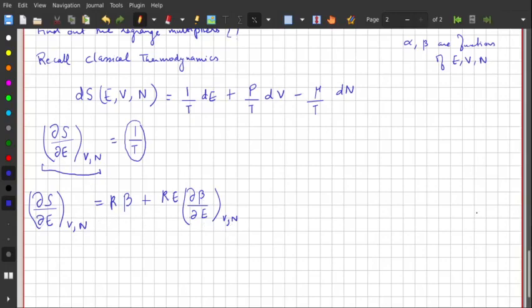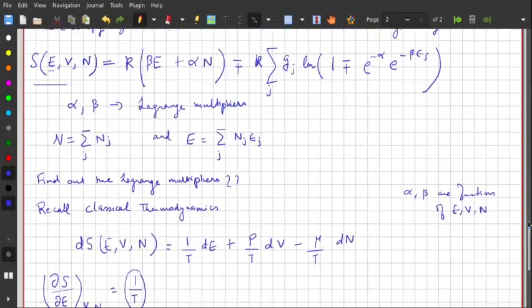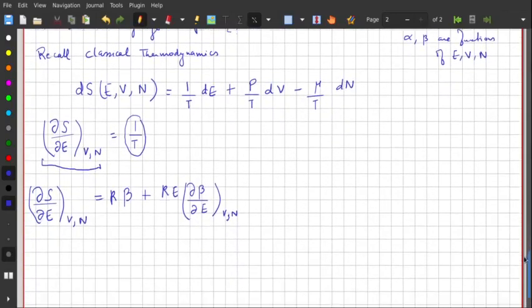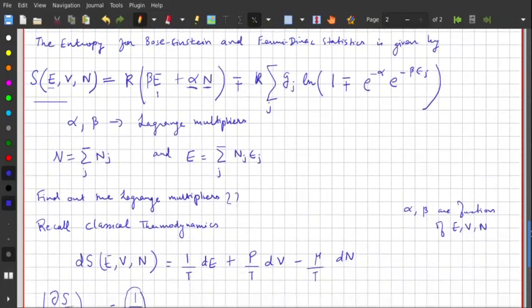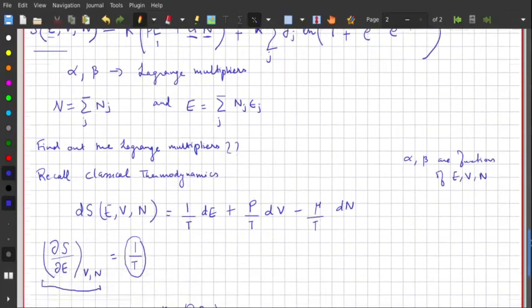If you see this expression, the first term is quite simple because we are differentiating with respect to E, so the first term is just k beta. But for the second term, alpha can also be a function of E and N, where we have this k N. K is the Boltzmann constant, so that's a constant.